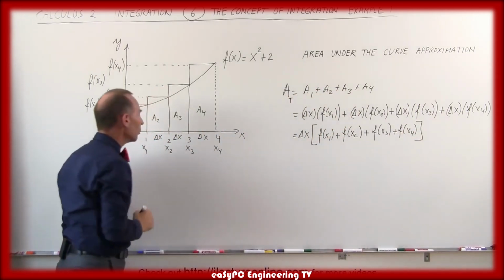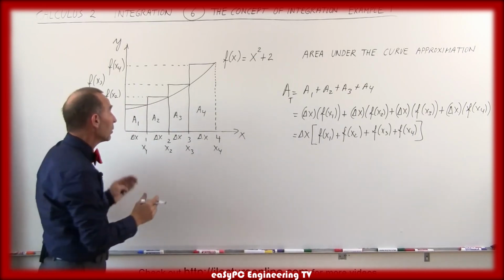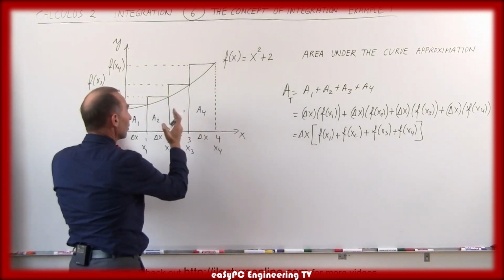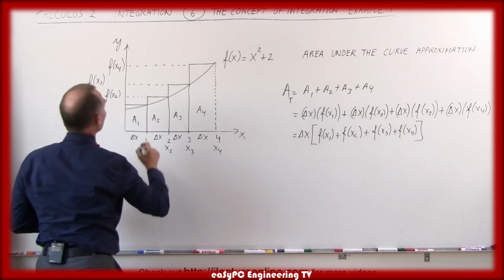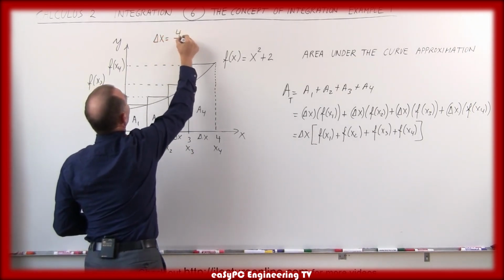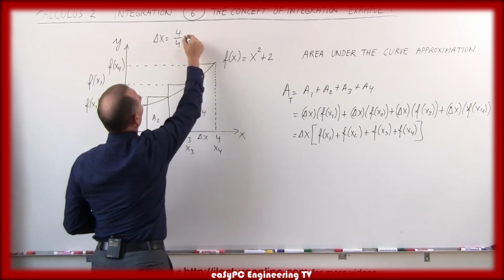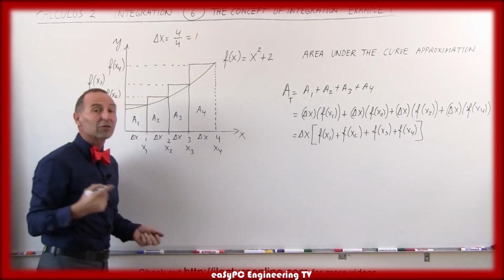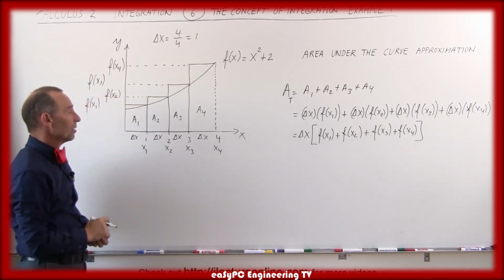What is delta x equal to? Well, delta x will be equal to the total width divided by the number of rectangles. In this case, we can say that delta x will be equal to 4 divided by 4, there's 4 rectangles, which is equal to 1. And of course, by inspection, we can see that's the case.